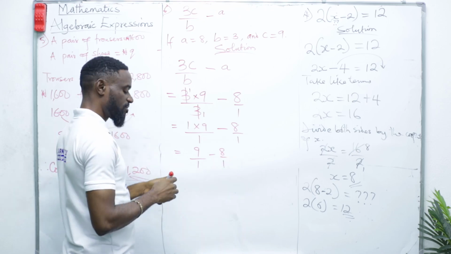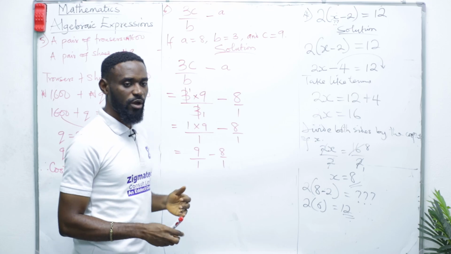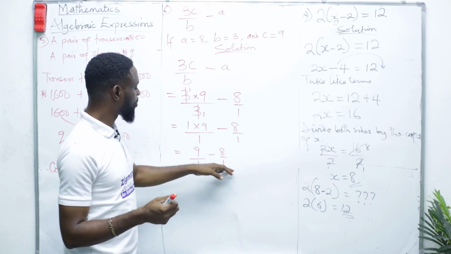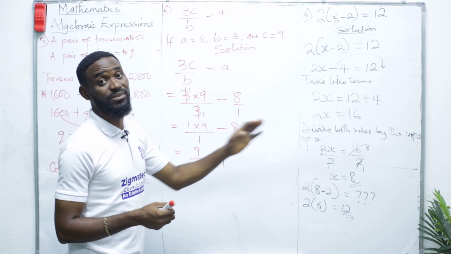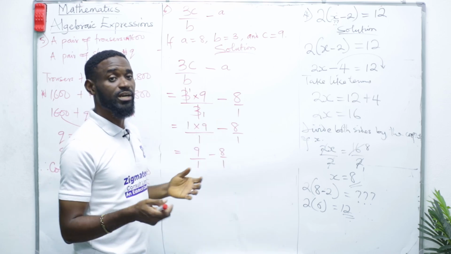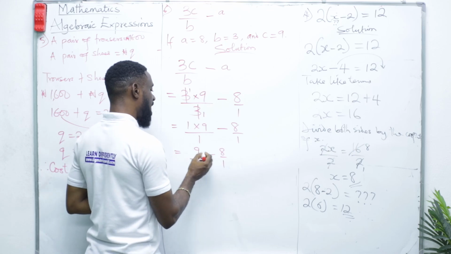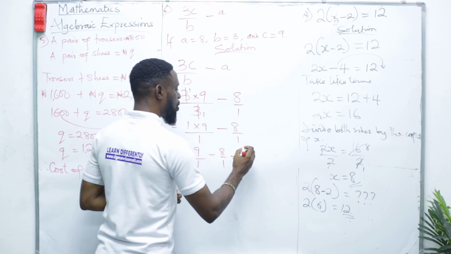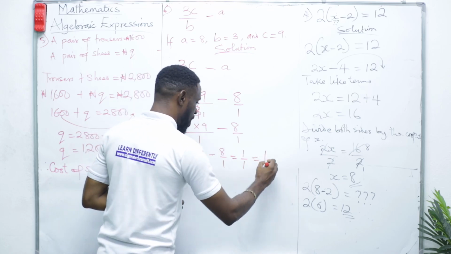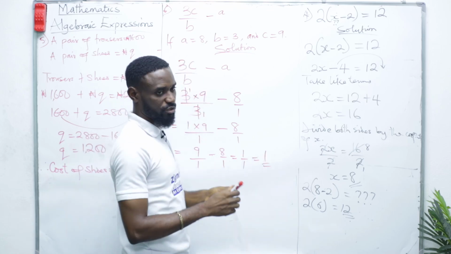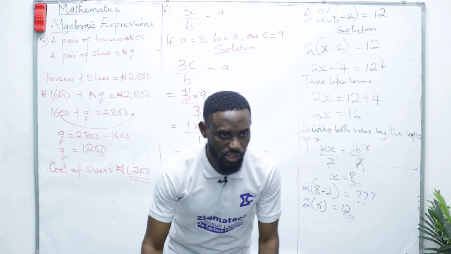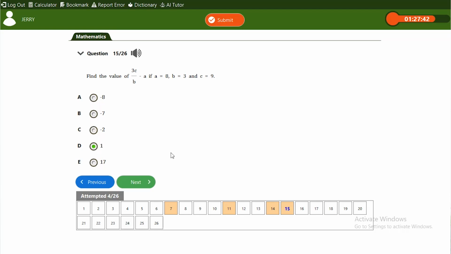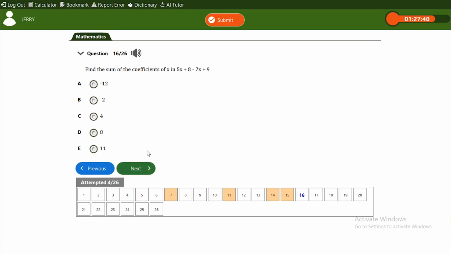Remember, if we have the same denominator in addition and subtraction of fractions, if their denominators are the same, just add or subtract their numerators. So this will be 9 minus 8, which is equal to 1 all over 1. 1 divided by 1 is what? 1. So the answer to that question is 1, which is option D. All right? So let's look at if we have any other thing that we have not done.